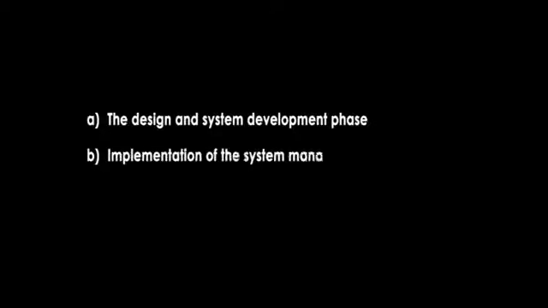The system itself is usually planned at the provincial government level and by provincial agents such as regional health boards. A well-organized and functioning system of health services is like the connectivity of the human body system. There are two essential phases of health system planning. They are: number A, design and system development phase. Number B, implementation of the system management and operation components.